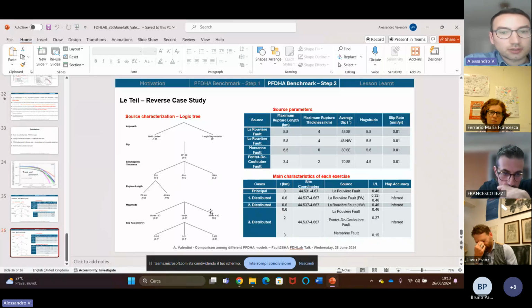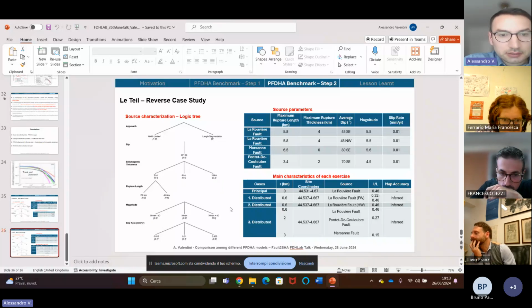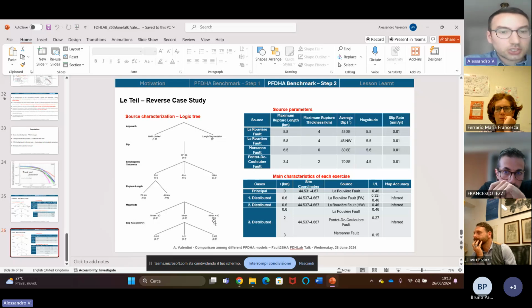The magnitude ranges from 4.9 to 6 point something, I don't remember, so a big range, and also the slip rate. And so you see the difference here when we don't know anything about the source characterization.